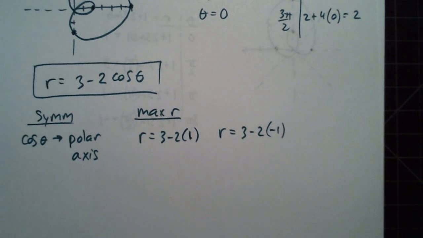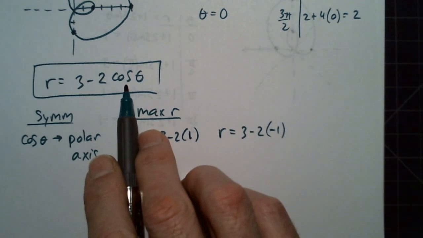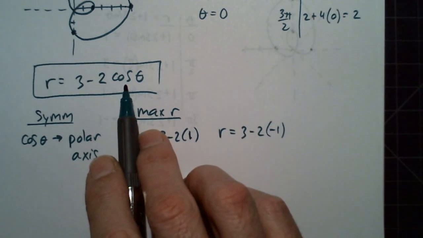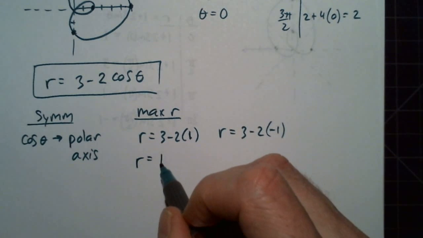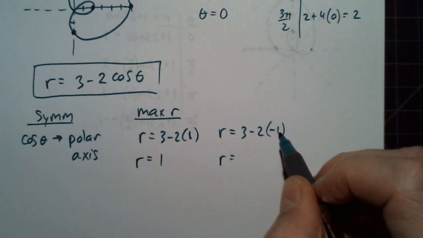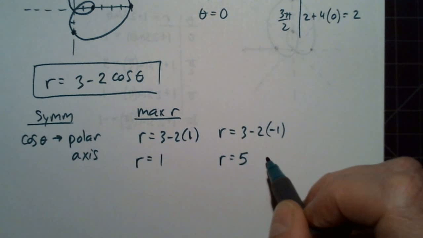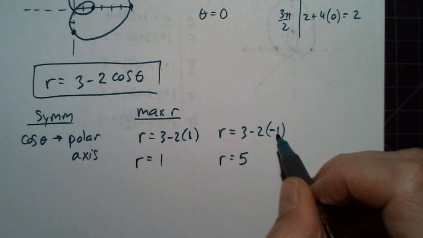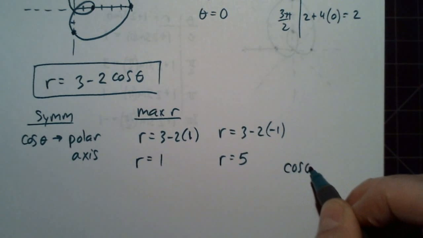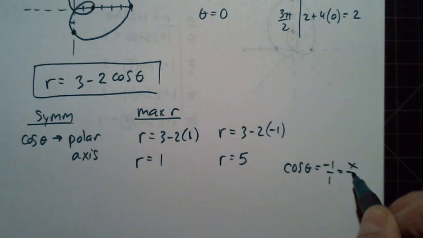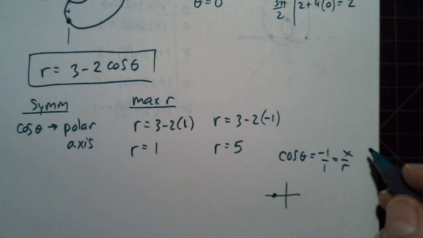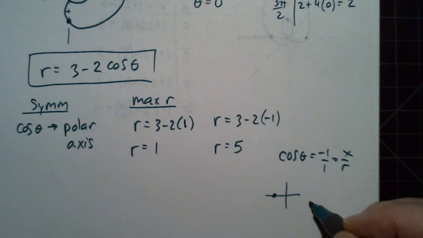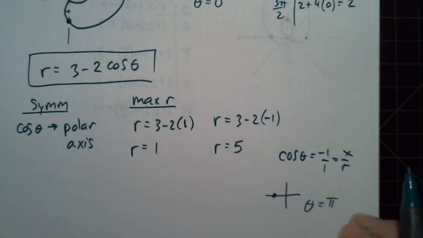Which value of cosine gives the maximum radius? Well, cosine could be as big as 1 or as small as negative 1. If I put a 1 there, then the radius is 1. If we put a negative 1 there, then the radius is 5. So the maximum radius occurs when cosine is negative 1. When is cosine equal to negative 1? Cosine equals negative 1 when x is negative 1, and that gives us pi.